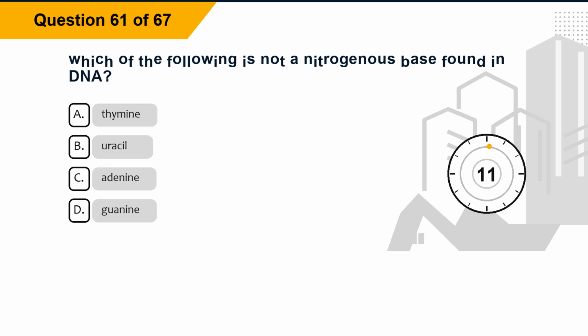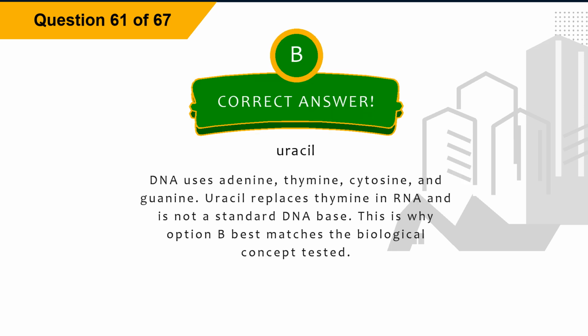Question 61. Which of the following is not a nitrogenous base found in DNA? Option A, thymine. Option B, uracil. Option C, adenine. Option D, guanine. The correct answer is option B, uracil. Explanation. DNA uses adenine, thymine, cytosine, and guanine. Uracil replaces thymine in RNA and is not a standard DNA base. This is why option B best matches the biological concept tested.